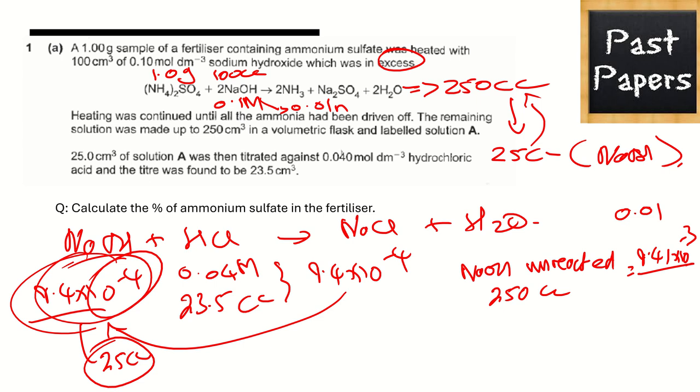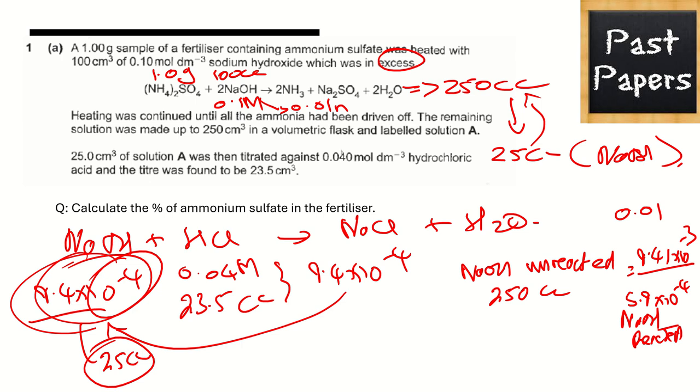I can now work out how many moles of sodium hydroxide actually did react. So that is 0.01 minus 9.4 times 10 to the minus 3. So the moles of sodium hydroxide that actually did react is 5.9 times 10 to the minus 4. That's how many moles of NaOH actually did take part in the reaction.